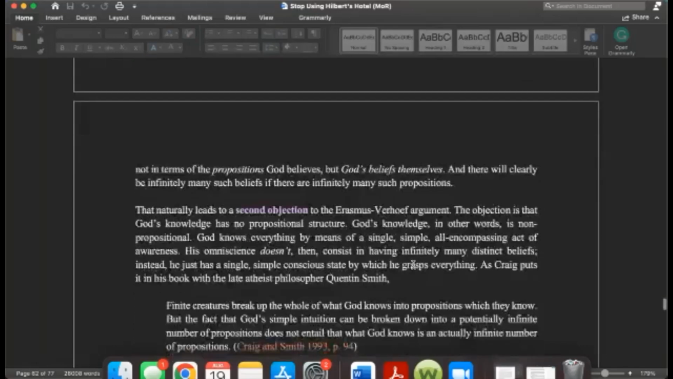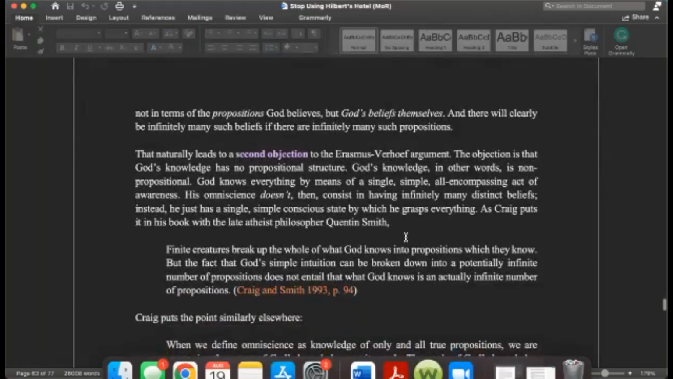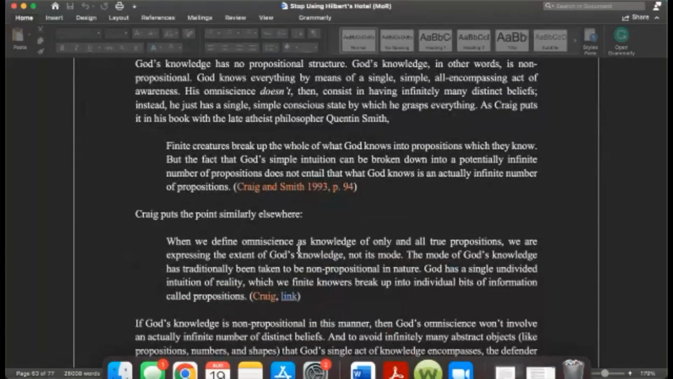As Craig puts it in his book with the late atheist philosopher Quentin Smith, finite creatures break up the whole of what God knows into propositions which they know. But the fact that God's simple intuition can be broken down into a potentially infinite number of propositions does not entail that what God knows is an actually infinite number of propositions. And Craig puts the point similarly elsewhere. When we define omniscience as knowledge of only and all true propositions, we are expressing the extent of God's knowledge, not its mode. The mode of God's knowledge has traditionally been taken to be non-propositional in nature.